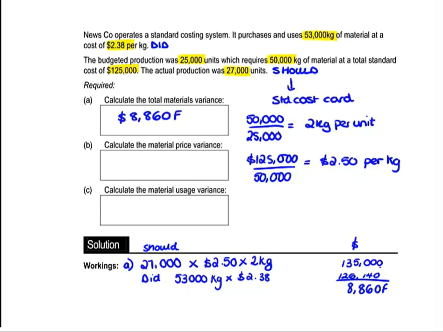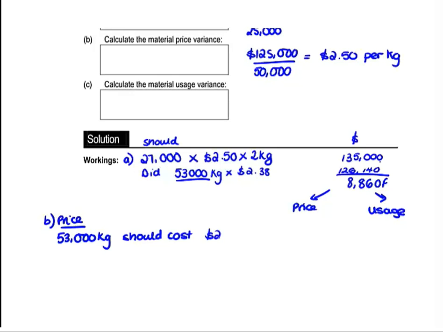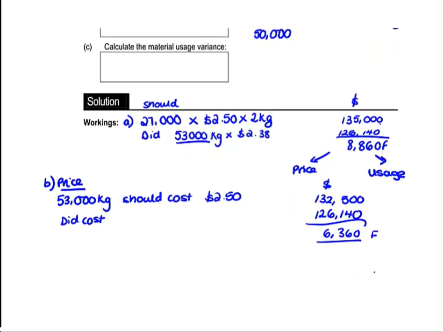What we can do now then is separate that variance down into price and usage. So we can split this down into price, because we paid more or less per kilogram, and usage, to do with efficiency. For the price variance, we look at the quantity of materials purchased, which was 53,000 kilograms, and say that those should have cost us $2.50 per kilogram, so $132,500. They only cost $126,140. So we've got a difference of $6,360, and that will be favourable because we've spent less than we were expecting.